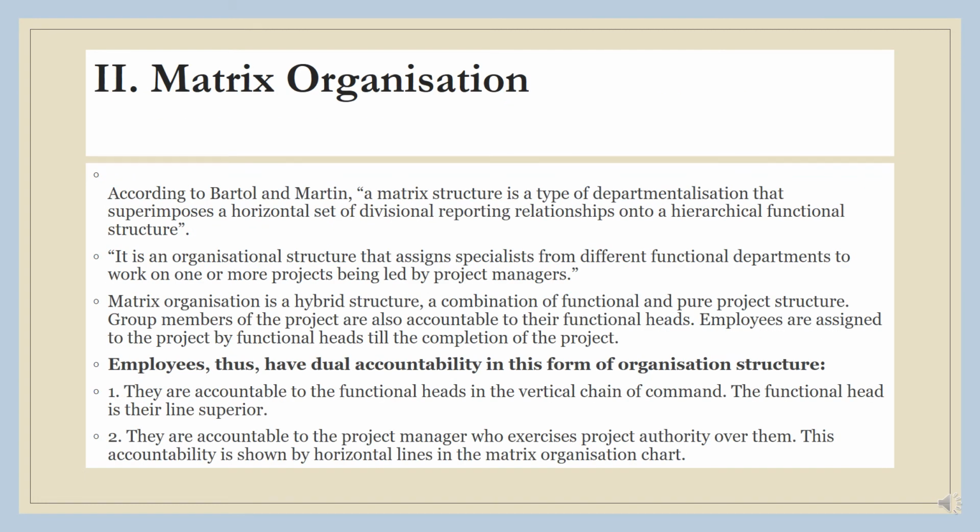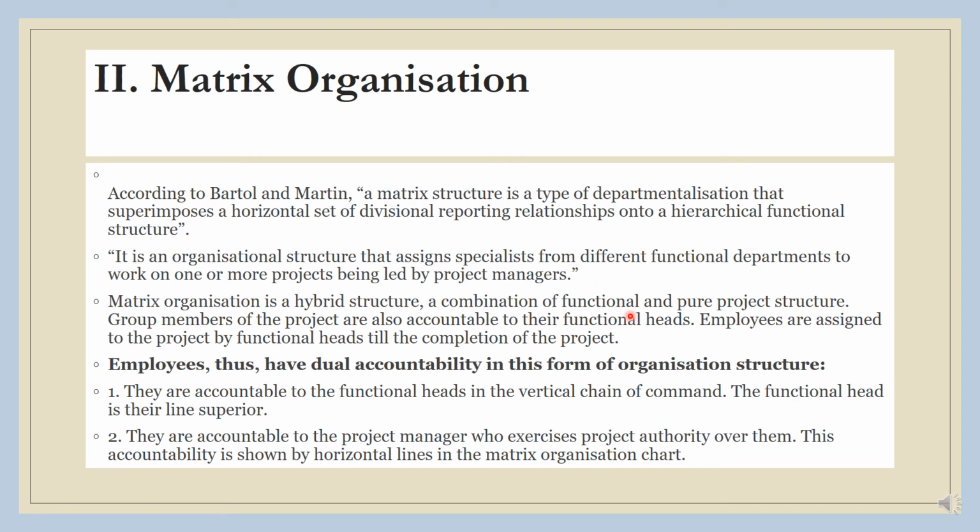Then we come to the matrix organizations. According to Bartle and Martin, a matrix structure is a type of departmentalization that superimposes a horizontal set of divisional reporting relationships onto a hierarchical functional structure. It is an organizational structure that assigns specialists from different functional departments to work on one or more projects being led by the project managers. So, what is a matrix structure? It is a type of departmentalization with a horizontal set of decision reporting.